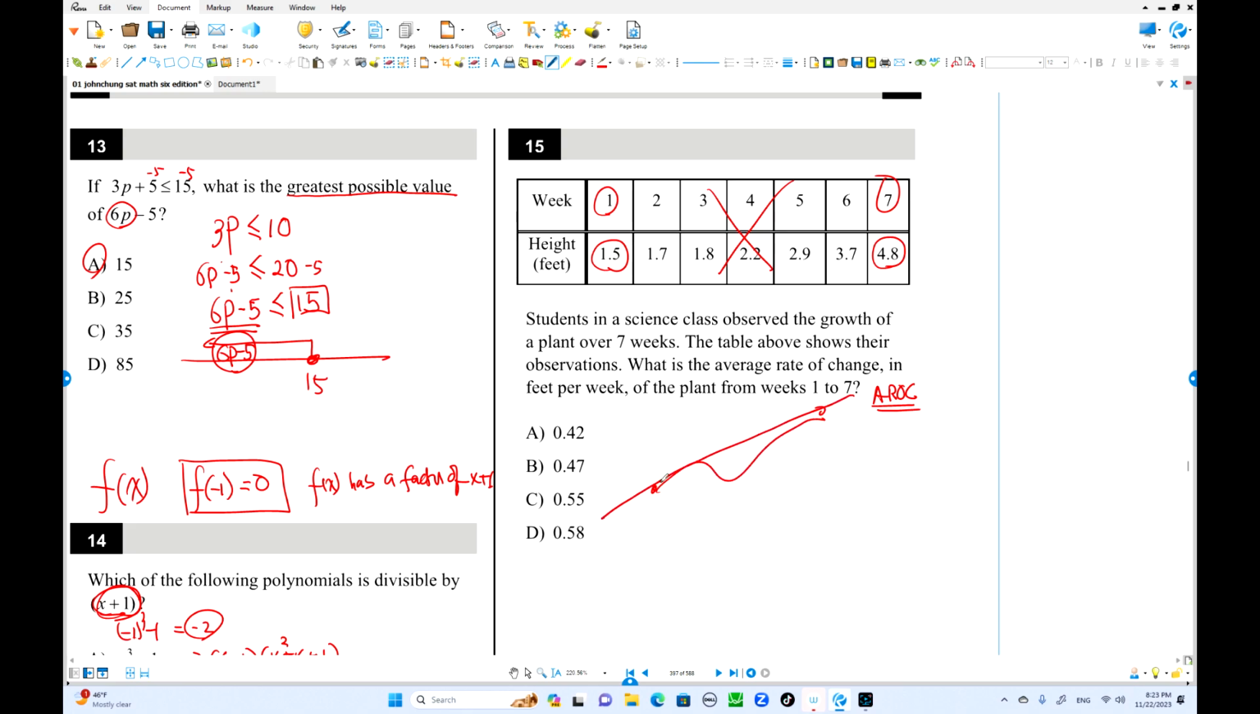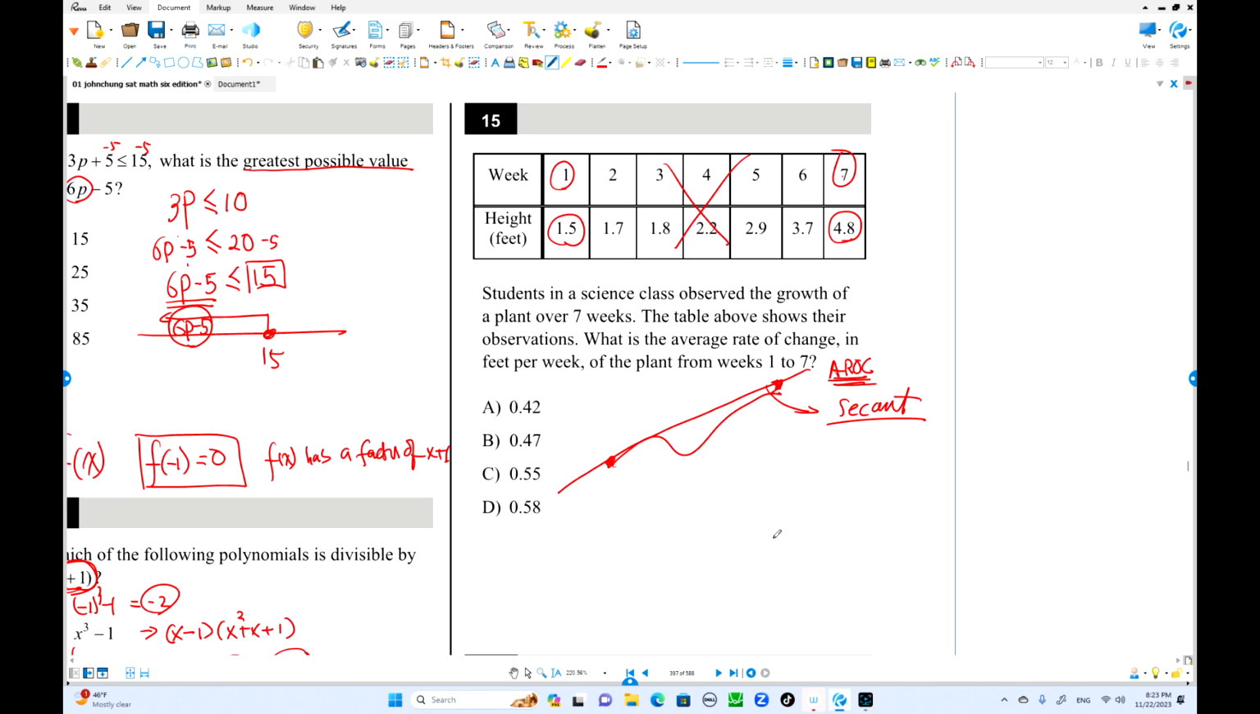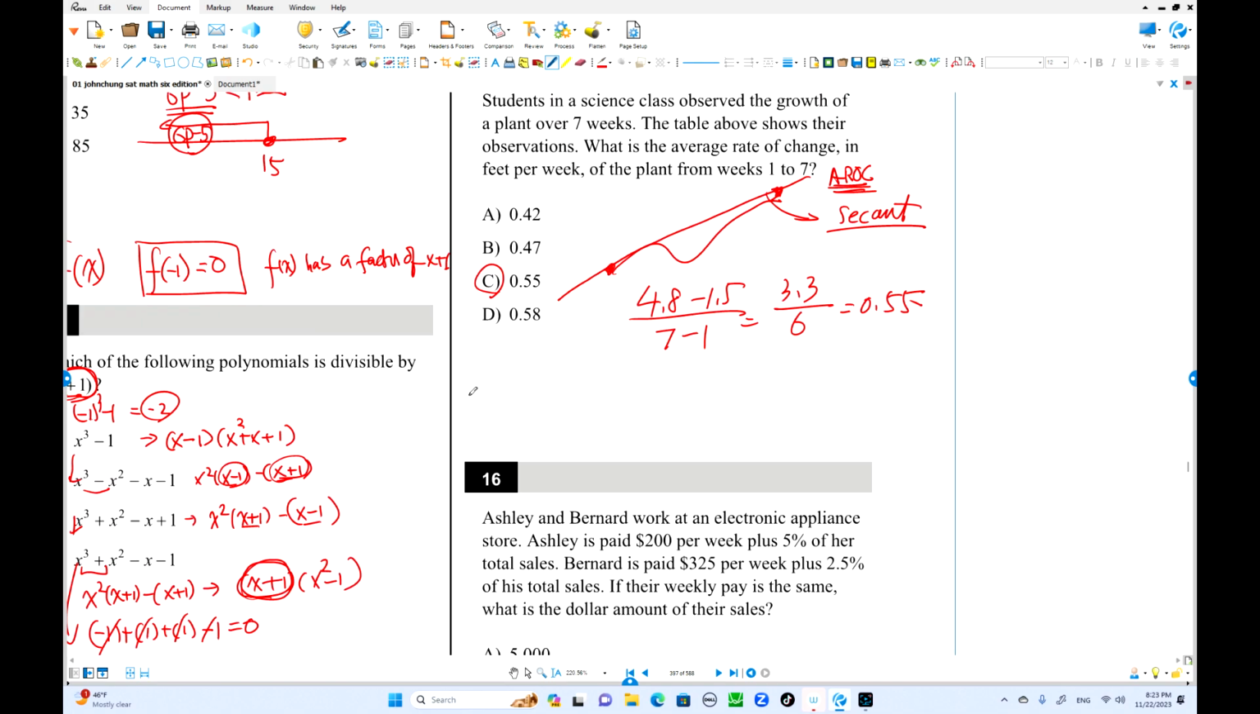The slope of this line is called what? Average rate of change, okay? So y2 minus y1, the line of this is called what? Secant. The slope of the secant is the average rate of change, okay? The slope of the secant is 4.8 minus 1.5 over 7 minus 1, right? So 3.3 over 6. That's right, 0.55. That's the slope of that secant line, okay? That is what we call AROC.